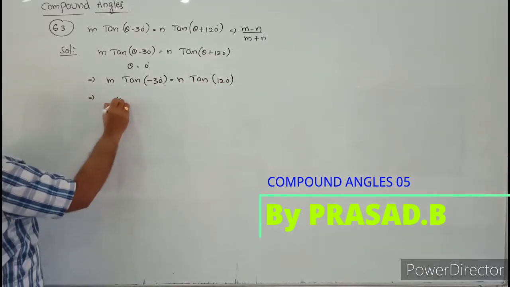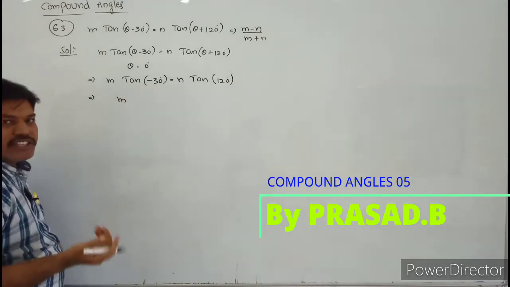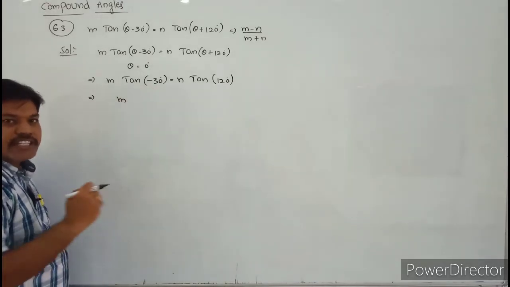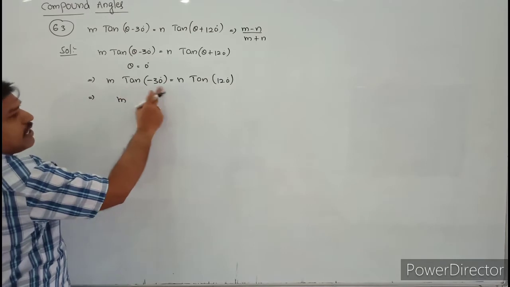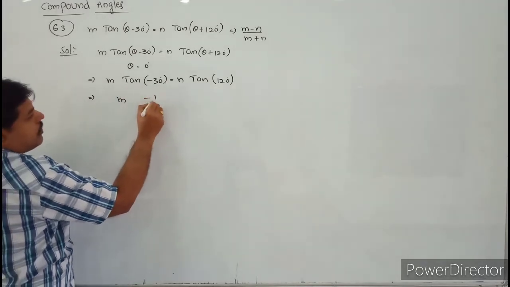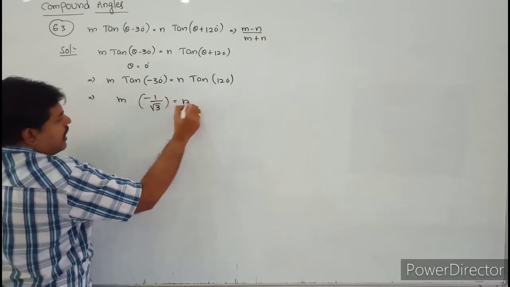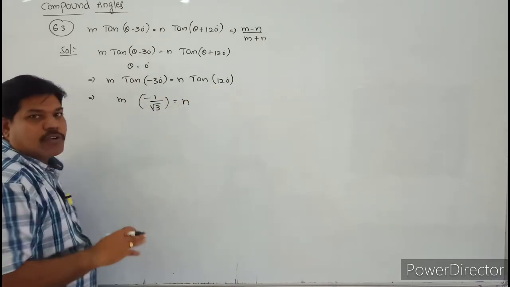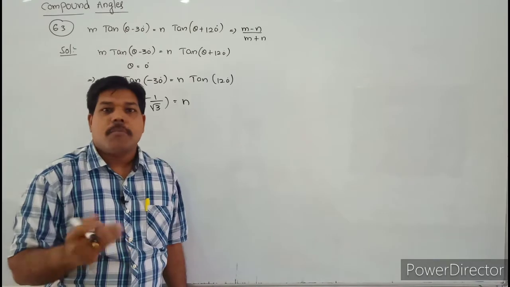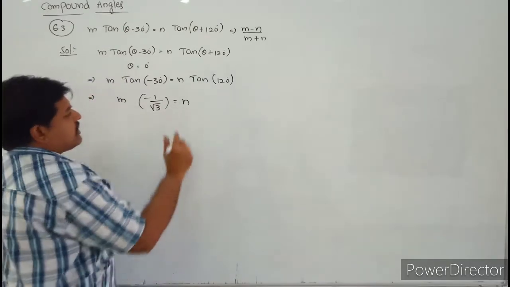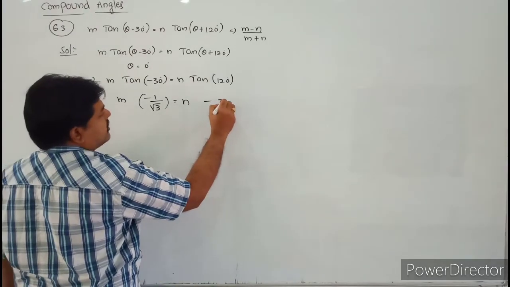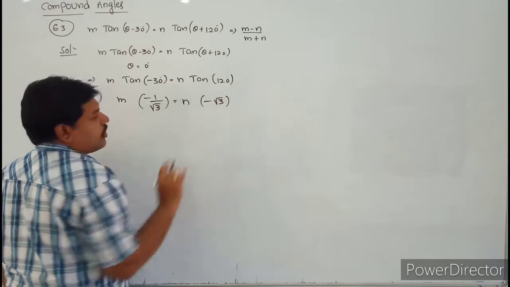So that implies m tan(−30°). Tan of minus theta is minus tan theta. So tan 30° is 1 by root 3, so it becomes minus 1 by root 3, which is equal to n times tan 120°. What is tan 120°? Tan 120° is tan(180° − 60°), so minus tan 60°. Tan 60° is root 3, so it is minus root 3.